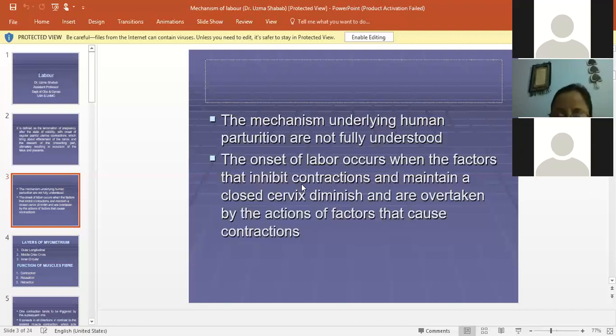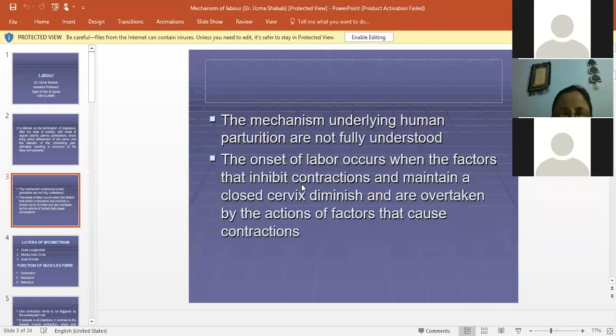Certain changes also occur from the fetal adrenal gland. There is a release of cortisol, and from the fetus there is a release of oxytocin as well. All these factors lead to uterine contraction.